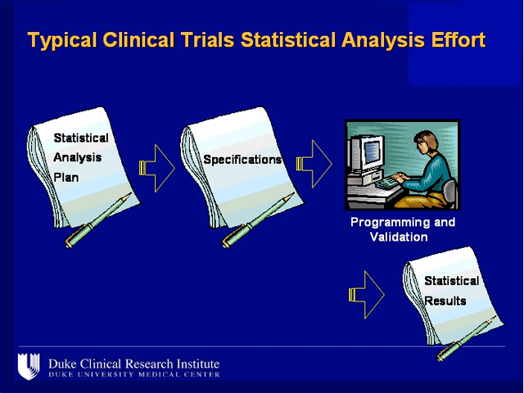Now, the typical clinical trial stat analysis effort looks something like this. You've got a statistical analysis plan, which is based on your protocol. That's written up, and that leads to various specifications for analysis data structures, tables, listings, graphs, you name it, all the things that have to be done for clinical reporting. Then the programming and validation happens, and you get statistical results. It's a fairly linear process where each step drives the next.